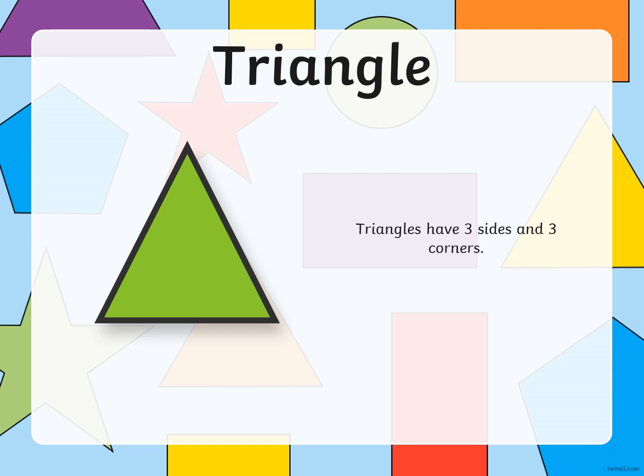Right guys, triangles have 3 straight sides, and because they have 3 straight sides, it has 3 corners. And you might see triangles that look different, okay? Triangles don't always look the same because their sides can be different lengths. But any picture that has 3 sides and 3 corners, it is a triangle.